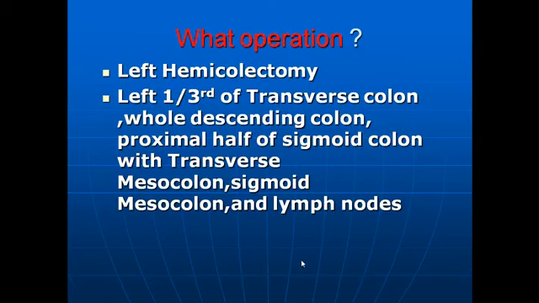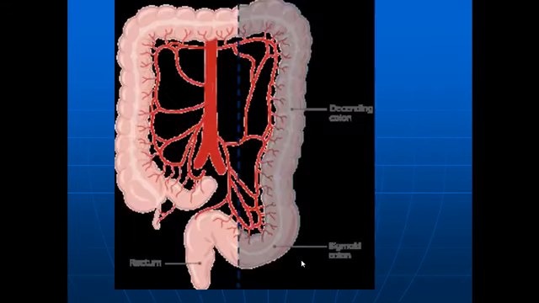And what operation will we do here? I stated earlier that we will want to do a left hemicolectomy. What does it mean? The left one third of the transverse colon, whole of the descending colon, proximal half of the sigmoid colon with transverse mesocolon, sigmoid mesocolon, and the associated lymph nodes. So these things have to be excised in this left hemicolectomy.